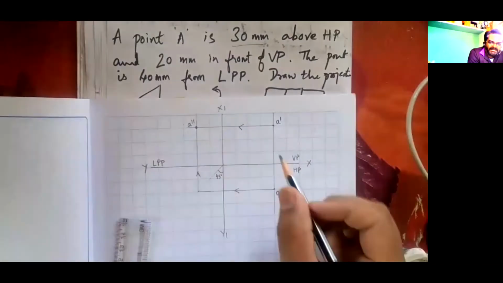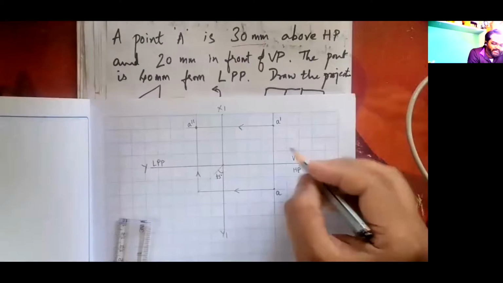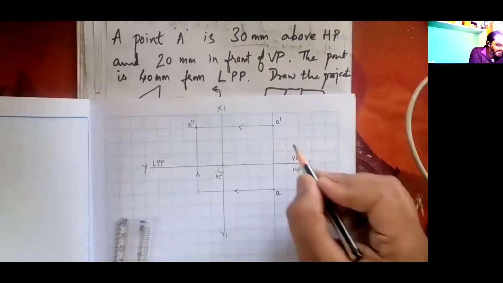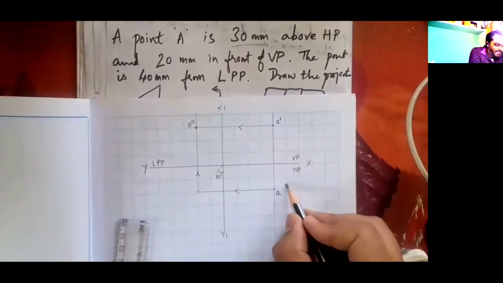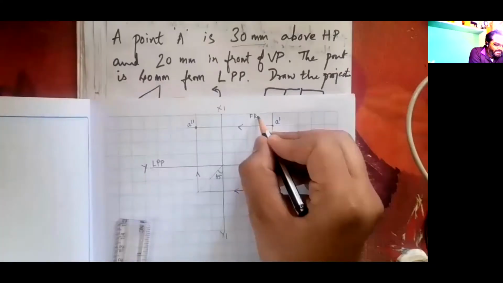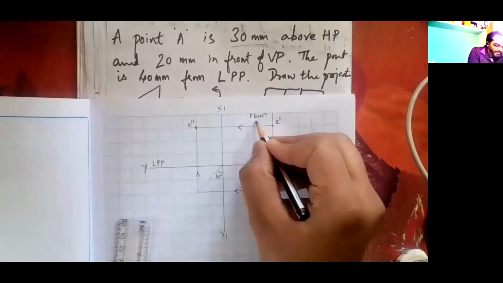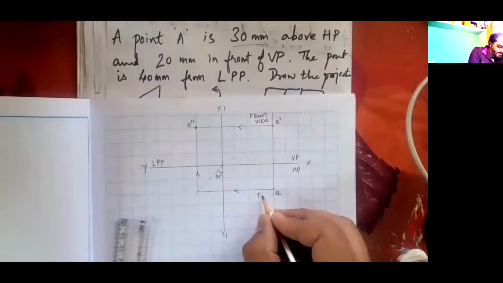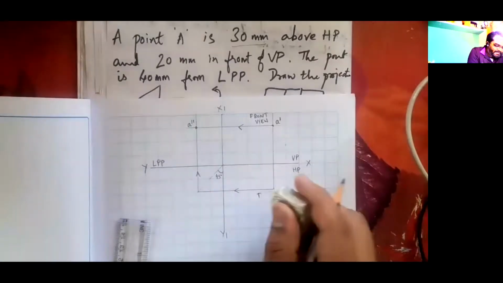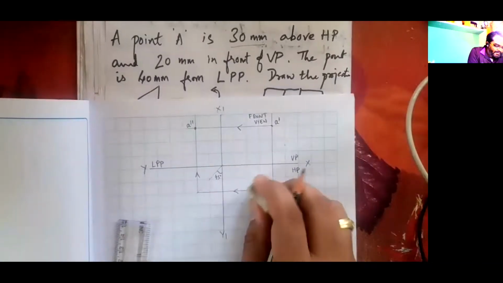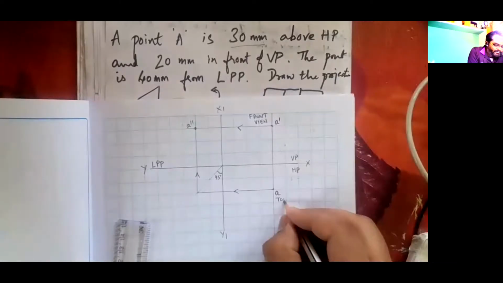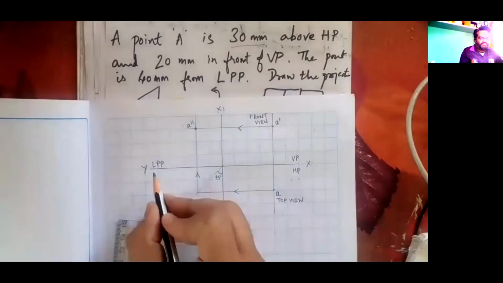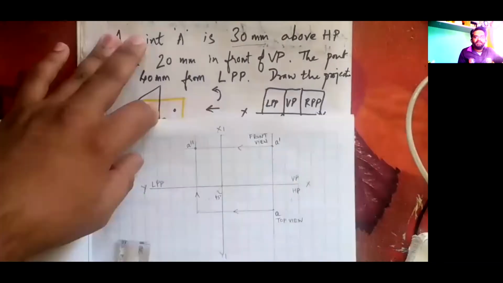So A dash is here. 30 mm dimensioning will be on this printed line, and 20 mm will be on this printed line. So name this front view at an appropriate place, and similarly top view. And very important, LPP, it is right side view. See, on LPP, it is right side view.